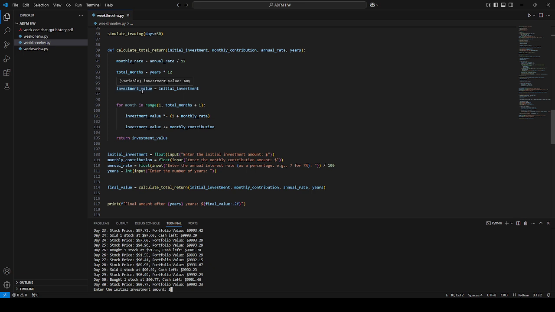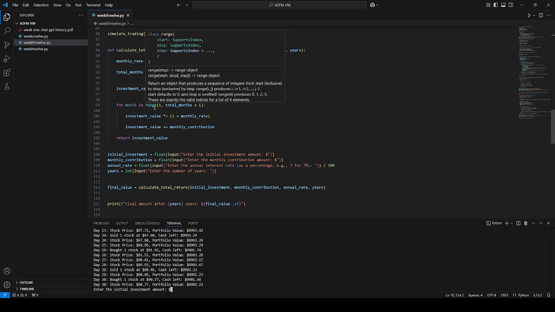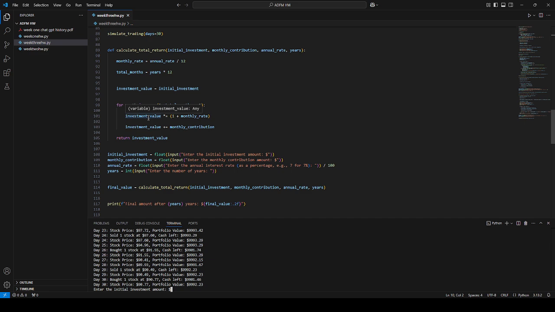And here is the start of our loop, for month in range. This is a loop that goes for each month, out of 12 months. And this code is giving us the investment value for each month. So after this loop, we're able to compute the final value of our investments. So this is our return on investments.